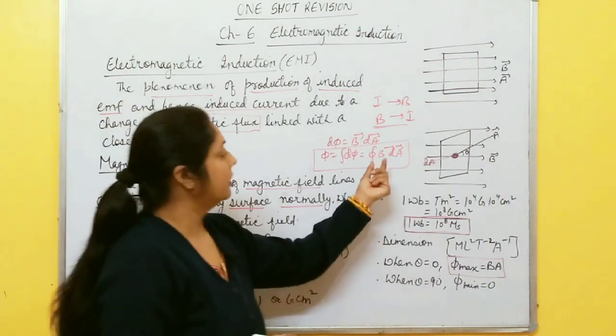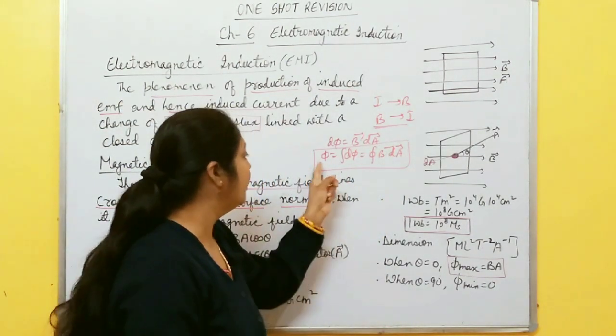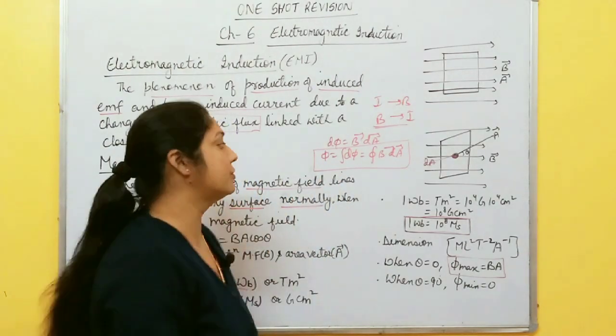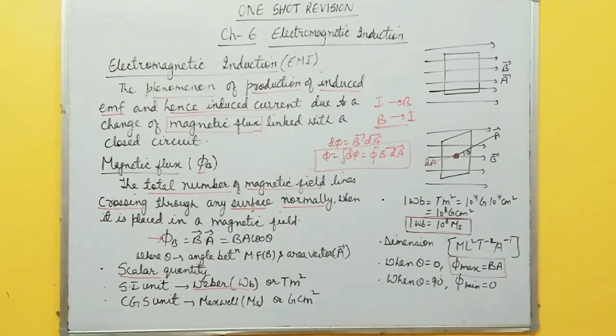If you know the small magnetic flux through the small surface area element, you can easily calculate the total magnetic flux. You can just integrate over the whole surface area. In this way, you have to use the magnetic flux formula, right? Please take a screenshot of this one. Then we'll move to the next topic.